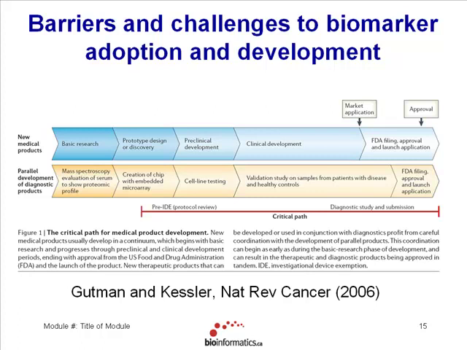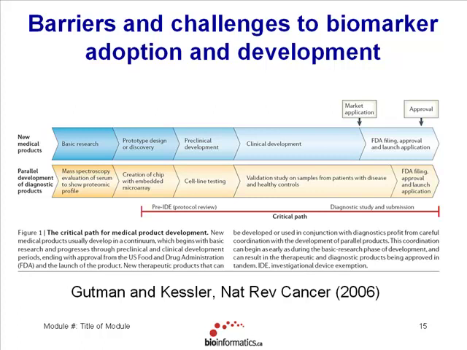So here's just an example of the actual process. Here are some barriers and challenges to the adoption. We start out in basic research, and we can be generating lots of measurements from various biological entities, be they proteins or transcripts or DNA, and we might find some sort of association with outcome. But then we need to go through this process, and this is really where the difficult part comes in.